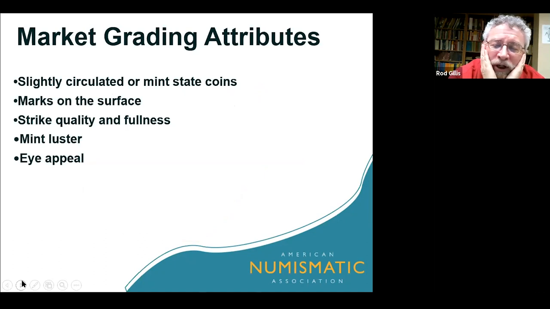So market grading attributes. When we're looking at a coin, we're initially determining whether it's slightly circulated or mint state. We're looking at the number of marks on the surface, especially in the field and on the primary device. We're examining the strike quality and fullness. We're determining the amount of mint luster. And after we've done all of those things, then we will come up with the idea of, does it have eye appeal? Okay.